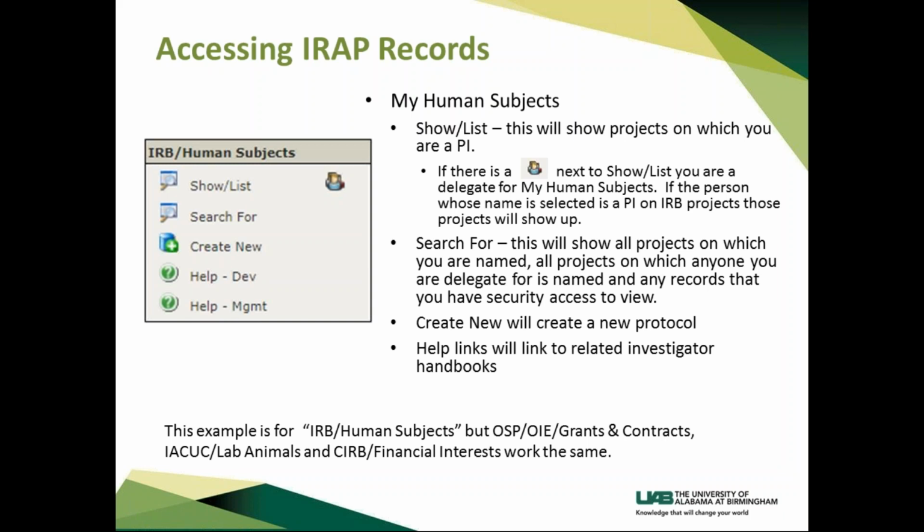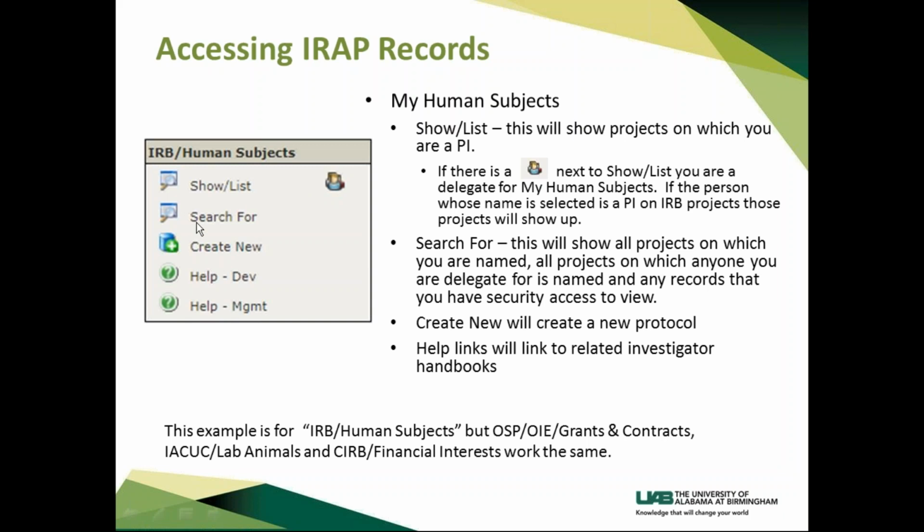Now if you're a delegate of somebody, you can click on this little people icon and select the name of the person that you're a delegate for, and there you'll be able to see everything that that individual is a PI on. So if you guys go into IRAP and don't see the little people icon, don't worry. That just means you're not a delegate of anyone.